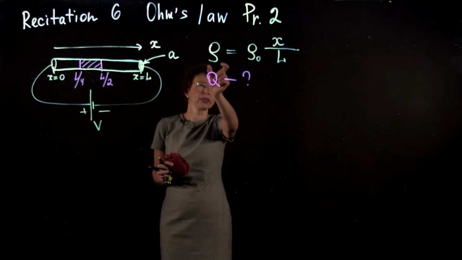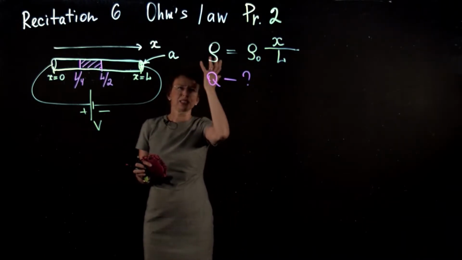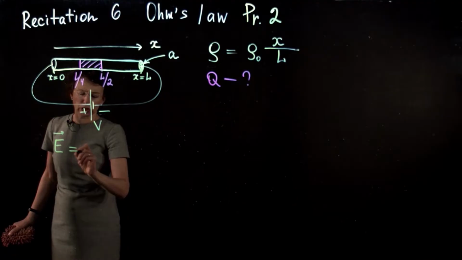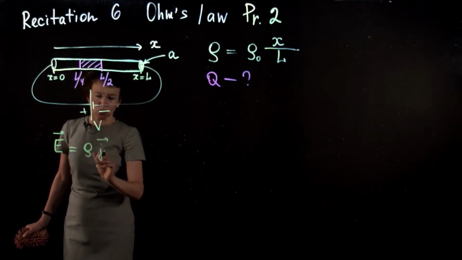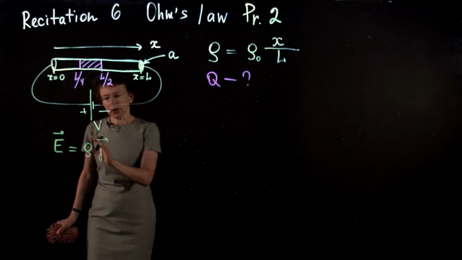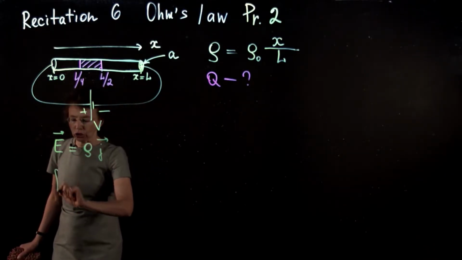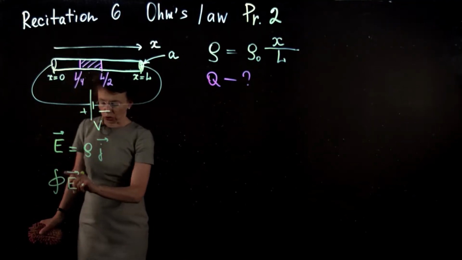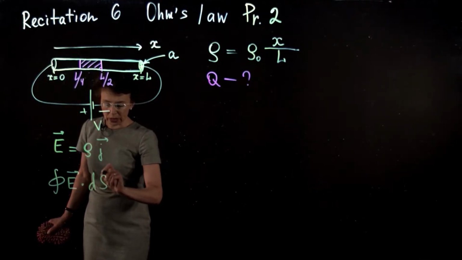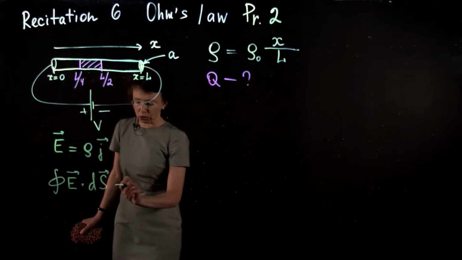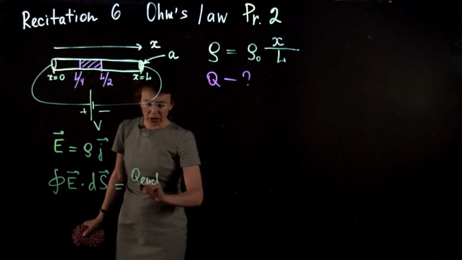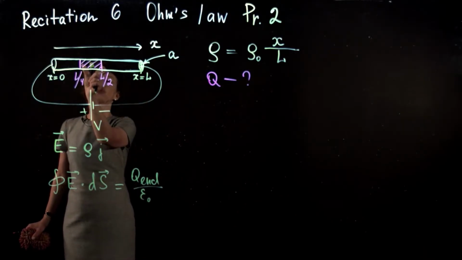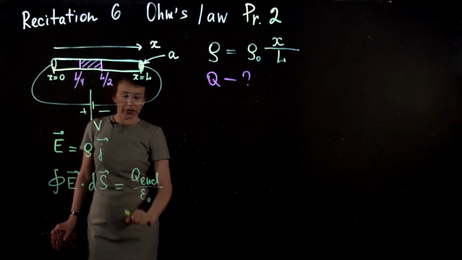We are given the resistivity. We understand that we can find the electric field. Electric field is rho J according to Ohm's law. If I know the electric field, then I can use Gauss's law to find the amount of charge. Flux through the closed surface of the electric field, E dot dS, is Q enclosed by this surface over epsilon naught. So if I know the flux out of this cylinder, then I can find the charge.